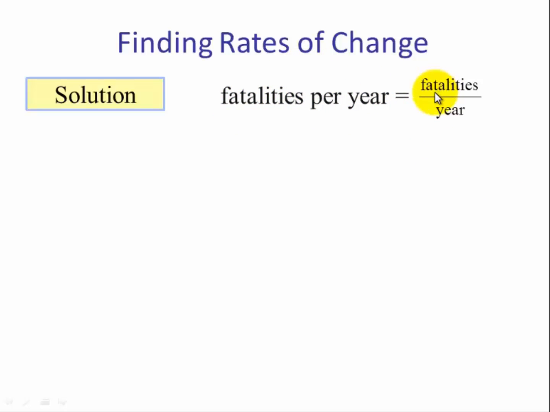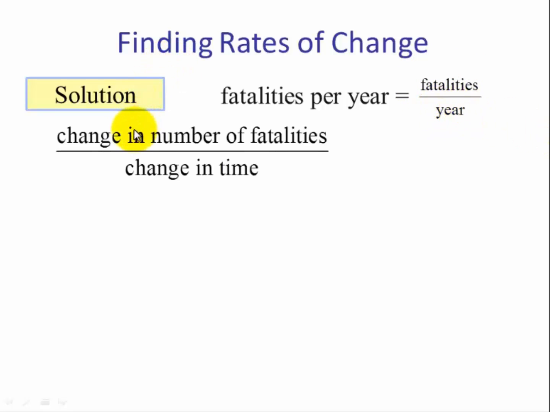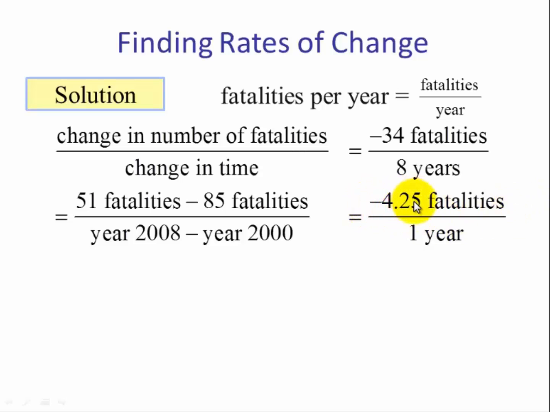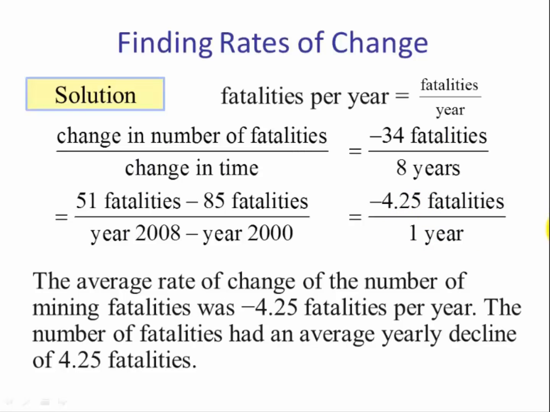Fatalities per year tells us the units for the y and the units for the x. So this is going to be our change in our y. This will be our change in our x. So we have 51 minus 85 over 2008 minus 2000, which gives us a negative 34 fatalities over 8 years. And if we take negative 34 and divide it by 8, we see it's a negative 4.25 fatalities over 1 year, per year. So the average rate of change for the number of mining fatalities was negative 4.25 fatalities per year.